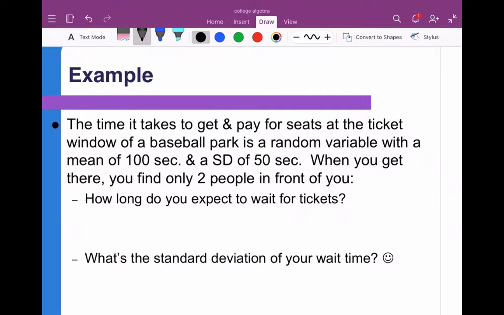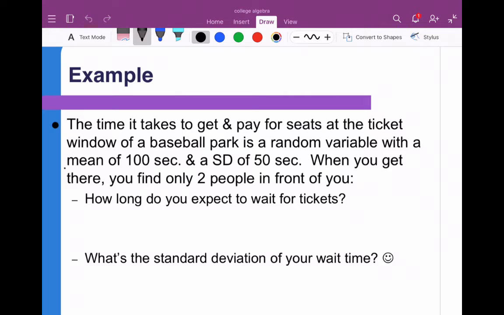The time it takes to get and pay for seats at the ticket window of a baseball park is a random variable with a mean of 100 seconds and a standard deviation of 50 seconds. When you get there, you find only 2 people in front of you. We want to know, how long do you expect to wait for tickets?